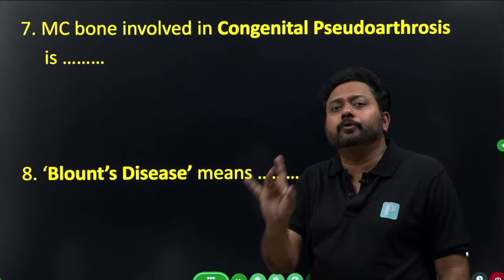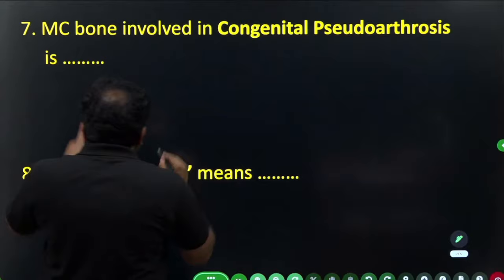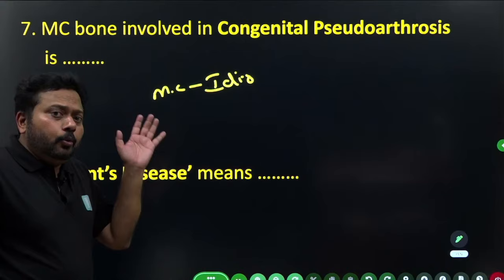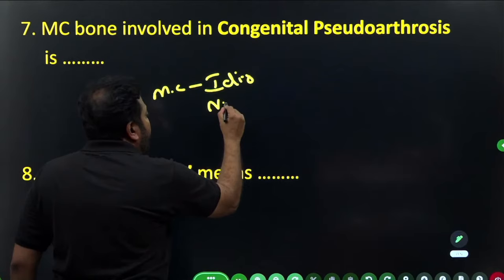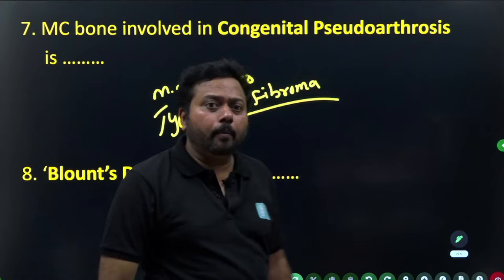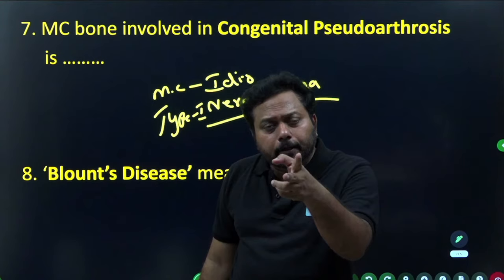The most common cause of pseudoarthrosis is idiopathic. Actually, that is not the question. My question is most common bone involved. But I am telling you the most common cause of pseudoarthrosis is idiopathic. When you rule out idiopathic, the second common cause, all the books say, is neurofibroma, especially type 1. So for congenital pseudoarthrosis, it can be idiopathic or it is most commonly associated with type 1 neurofibroma.